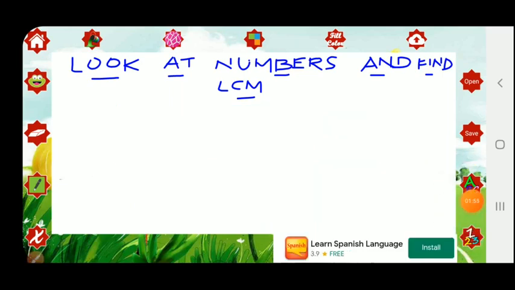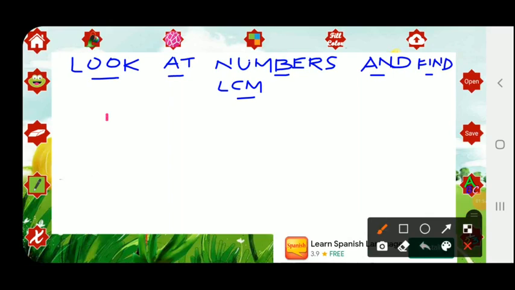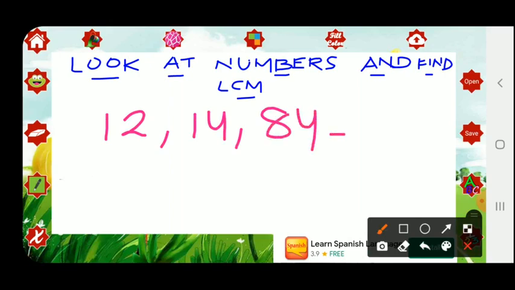Now I am just giving you one question to find out the LCM instantly by yourself. You need to find out the LCM of 12, 14 and 84. So this is your question. You have to do it yourself.